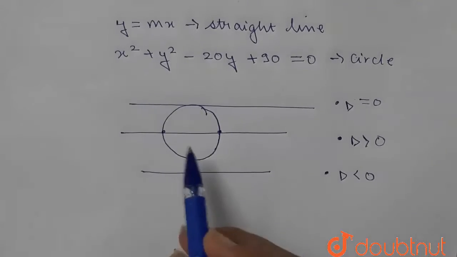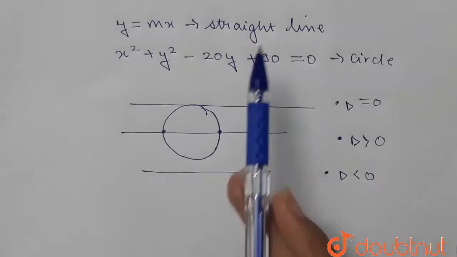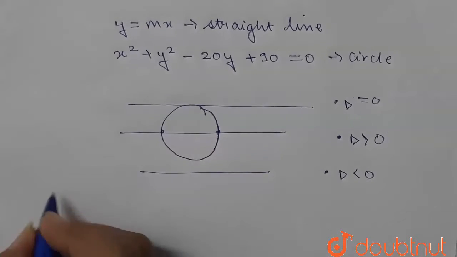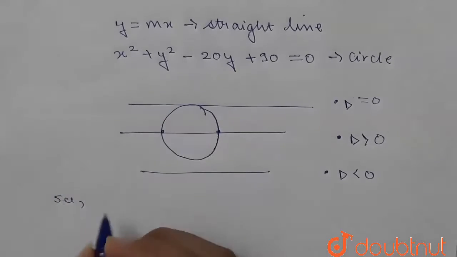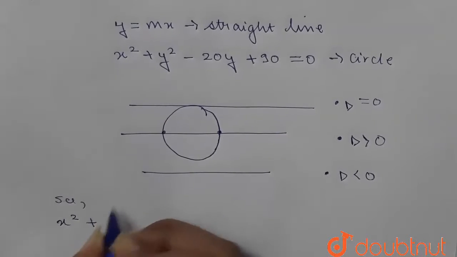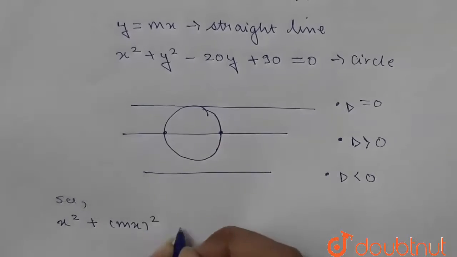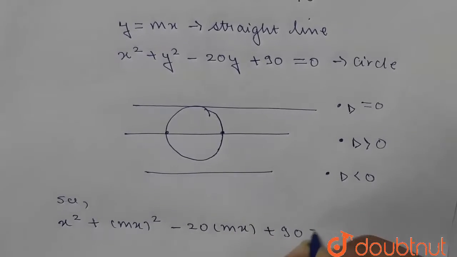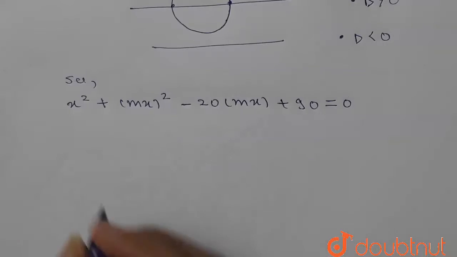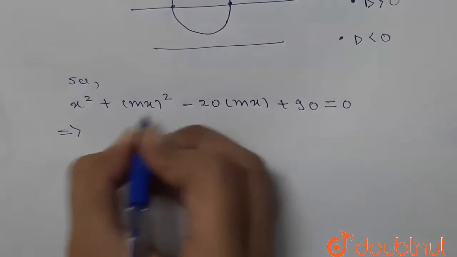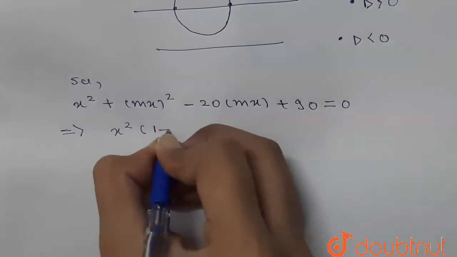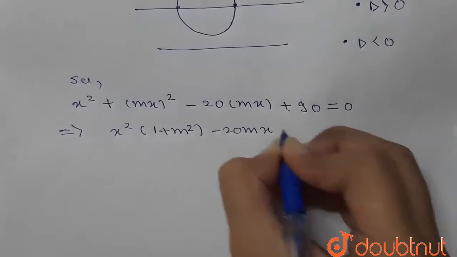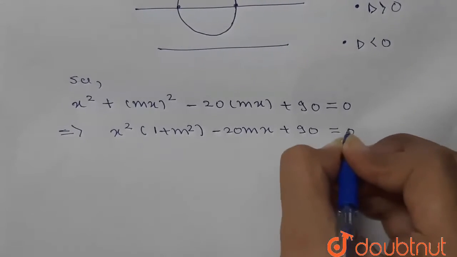Now here we are going to satisfy the point of intersection of these two so that we get D less than 0. So we will put here the value for y. This equation will become x square plus mx whole square minus 20 into mx plus 90 equal to 0. On simplification, taking x common, you will get x square into 1 plus m square minus 20m into x plus 90 equal to 0.